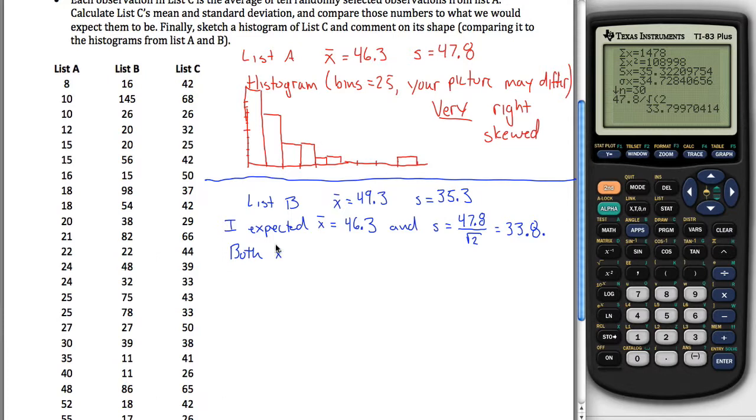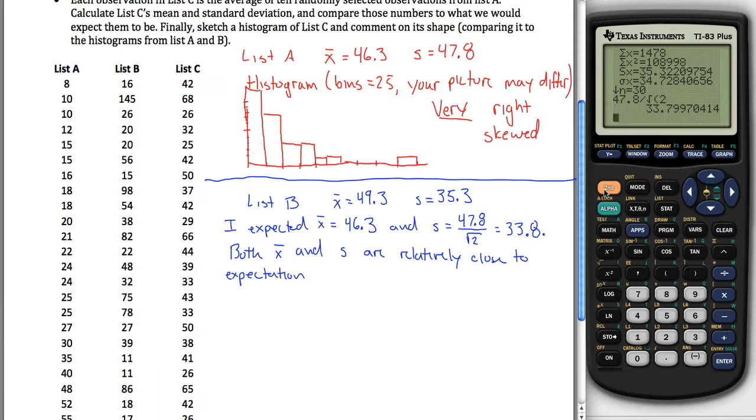Both X bar and S are relatively close to the expectation. If we had more observations, well, I'll just leave it at that. They're pretty close. Good enough. The central limit theorem looks like it's working.